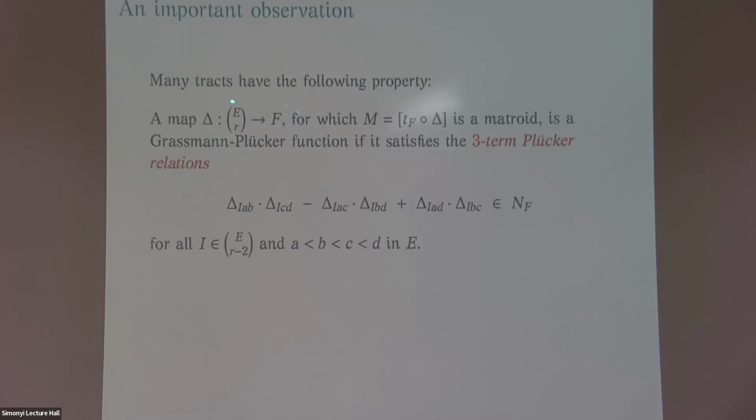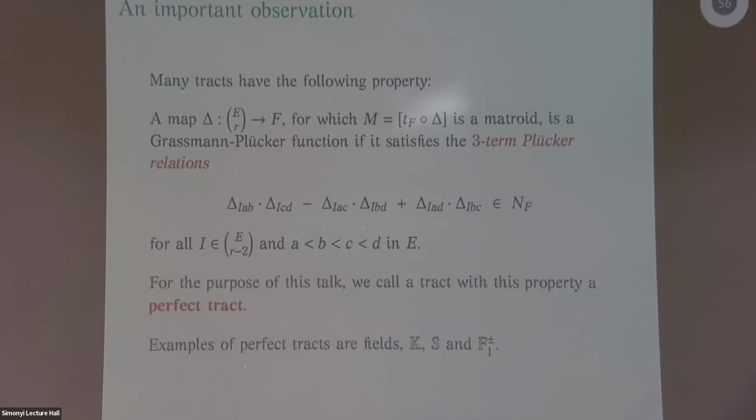If we take a map from E choose R to F, where F is a tract, and we fix a matrix that represents the zero pattern of this function, then this function is a Grassmann-Plucker function or a point in the Grassmannian if and only if it satisfies the three-term Plucker relations. So it doesn't need to satisfy all Plucker relations. This is not true if we don't ask that M is a matroid, but if we start with a matroid and we ask for representations, and for many good tracts, this is true.